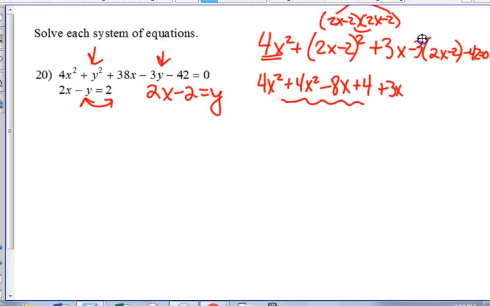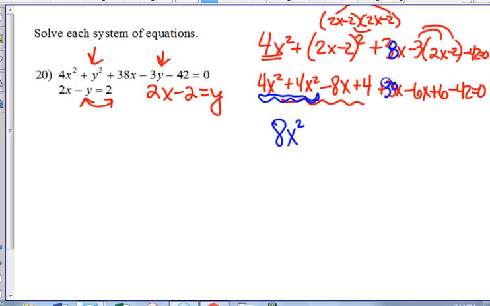Plus 3x. Then I got to distribute this guy. Plus 6 minus 42 equals 0. Okay, down to some algebra 1. At least the collecting of like terms is algebra 1, right? Oh, this was a 38 right here? That would make a big difference. Thanks for catching that now, not later.